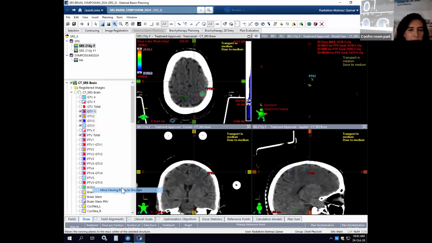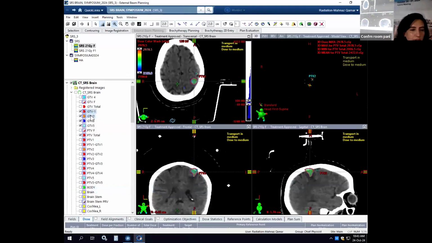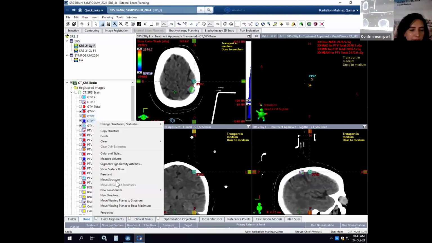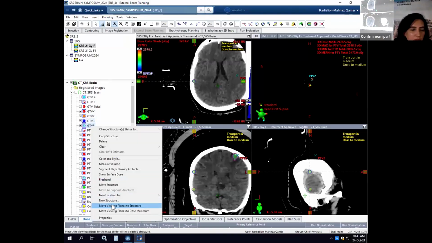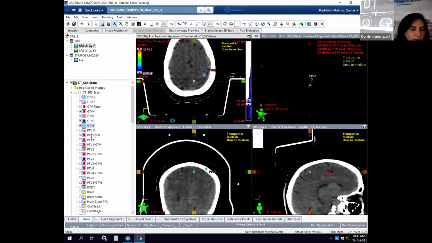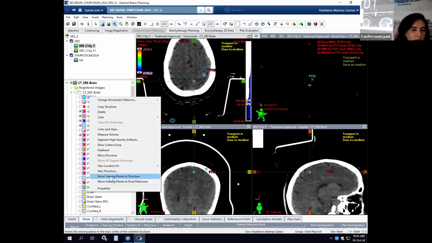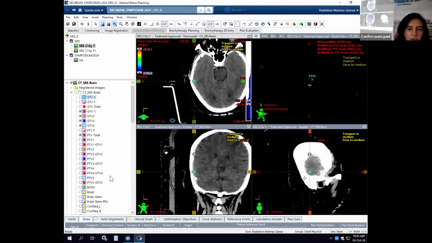So this is the first lesion, second lesion nearby, third lesion way towards the right. This is the fourth lesion. Oh, this is the fifth lesion. And this is the fourth lesion.